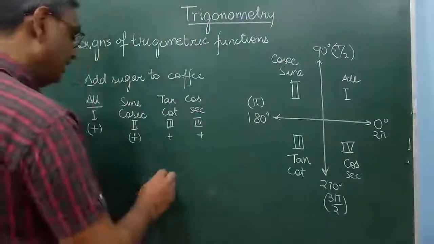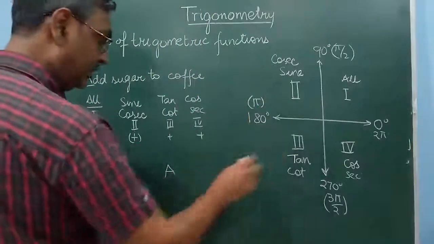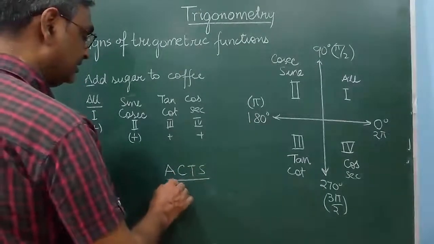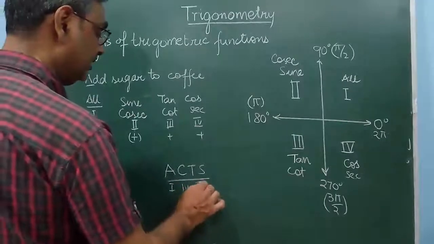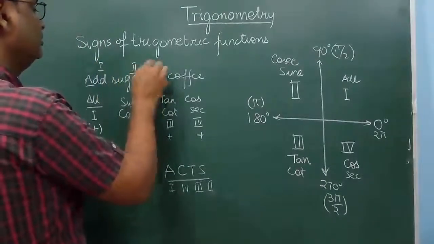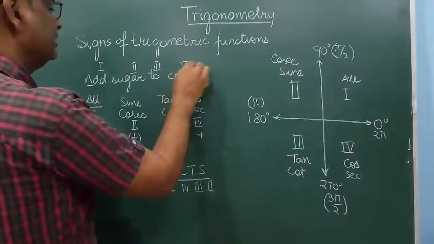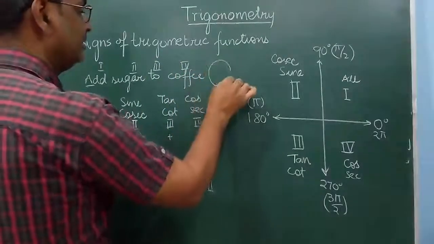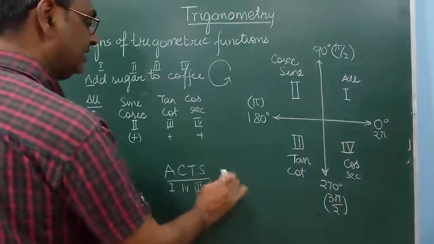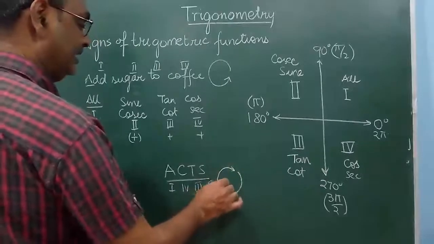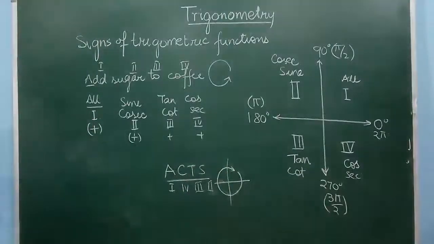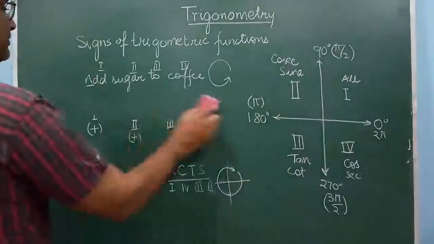This is one way of learning, or if you want to learn clockwise, this is ACTS, acts. So this is the first, fourth, third and second. This is 1, 2, 3, 4, 1, 2, 3 and 4. This is in anti-clockwise direction, and this is in clockwise direction. So this is how we learn it. What is the use of this, that we will be seeing.